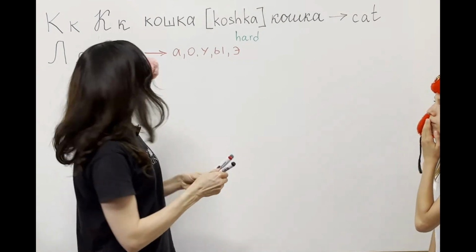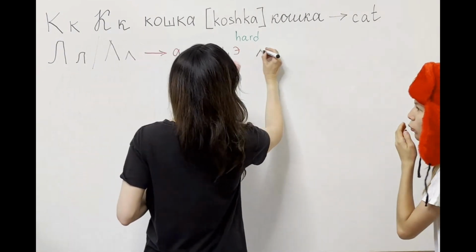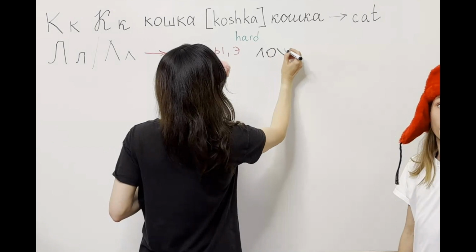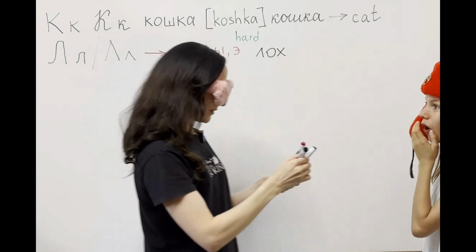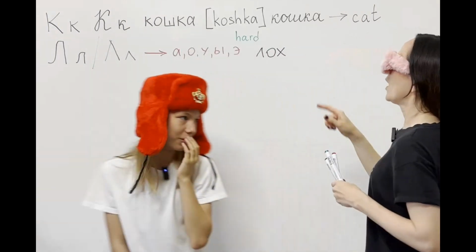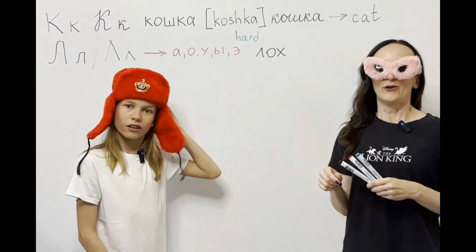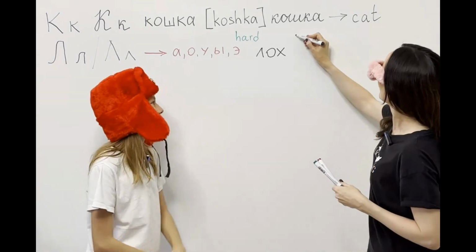Ooh. That's such a bad word. Лох is, Vladis. Are you лох? No, I'm not. Are you sure about that? Yeah. Лох is a loser. Ooh, loser.